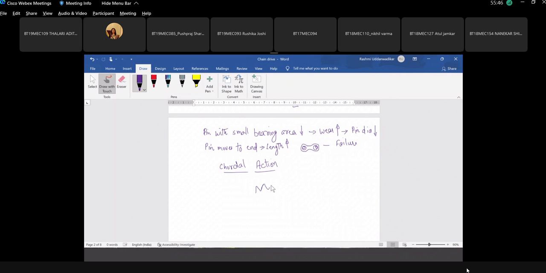In case of a chain drive, the sprockets would look something like this. This is the shaft. This is our chain.